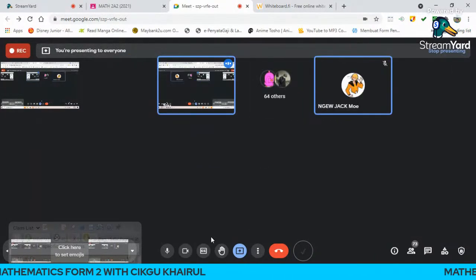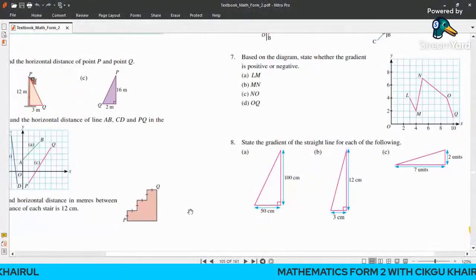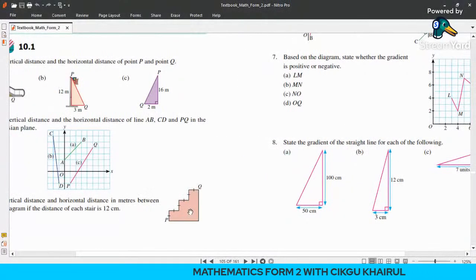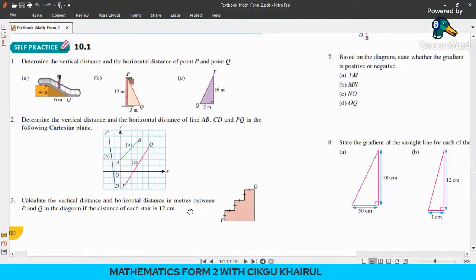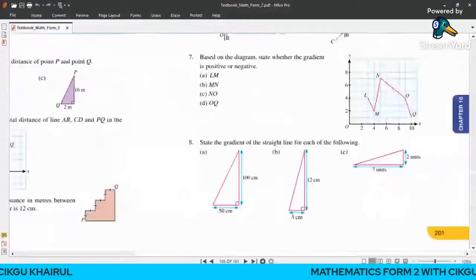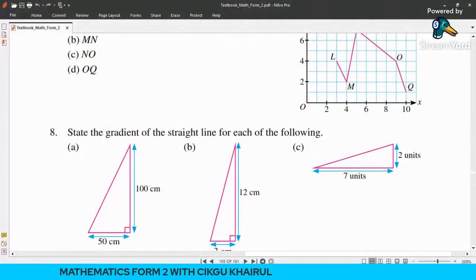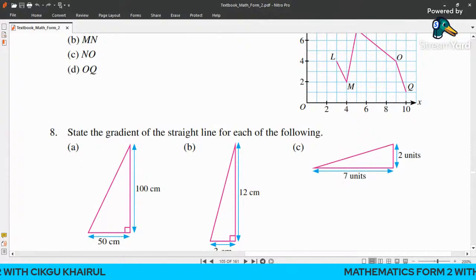Okay, so let me open the textbook. Today we will continue with set practice 10.1. Last week we have done question number 1 until question number 7. Therefore today we will continue with question number 8. State the gradient of the straight line for each of the following.